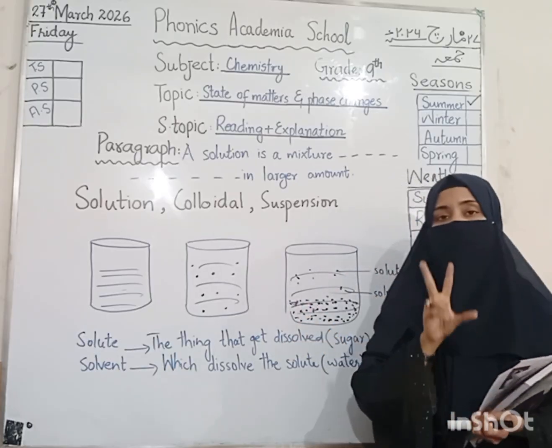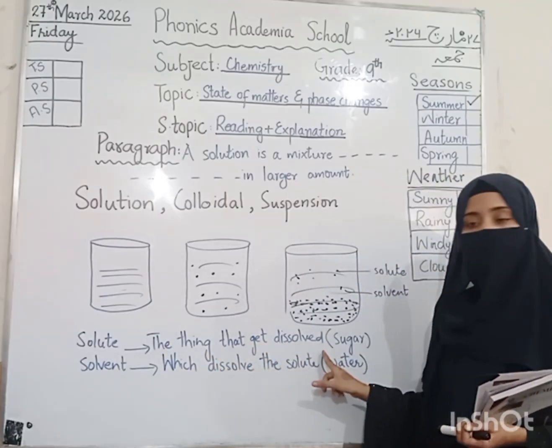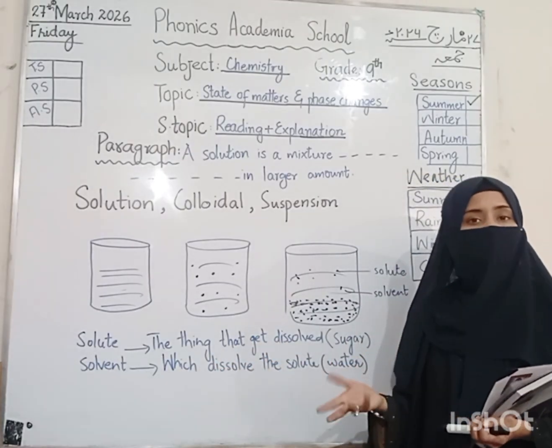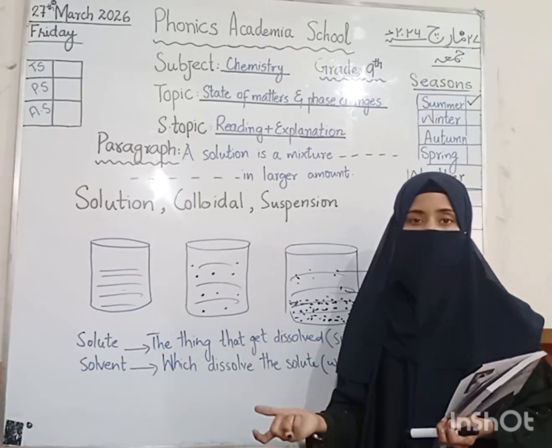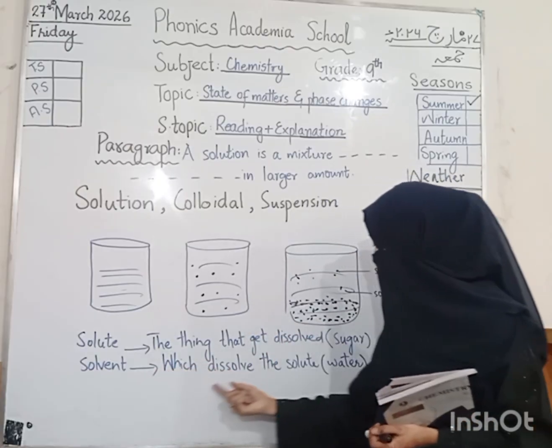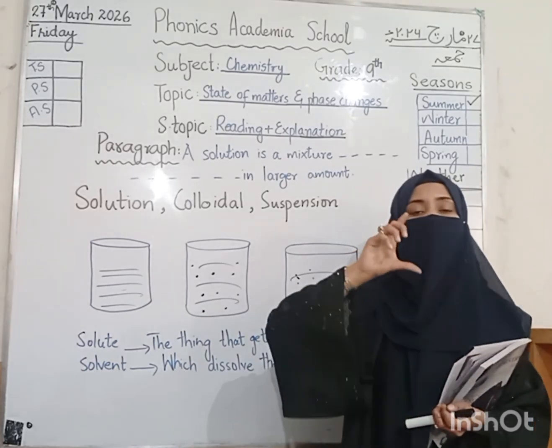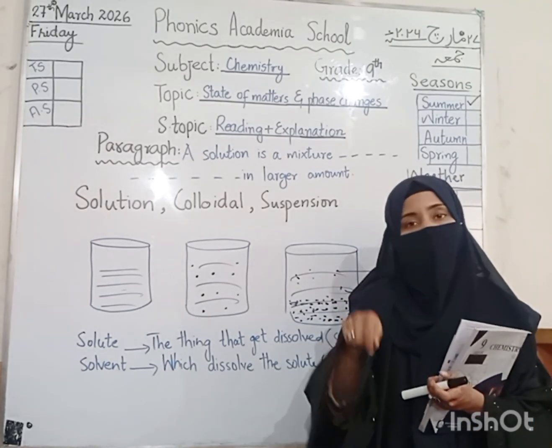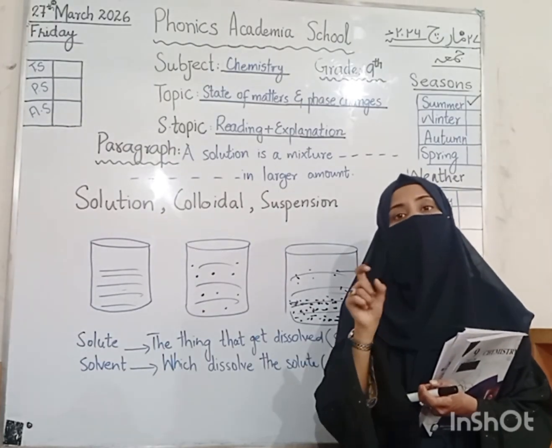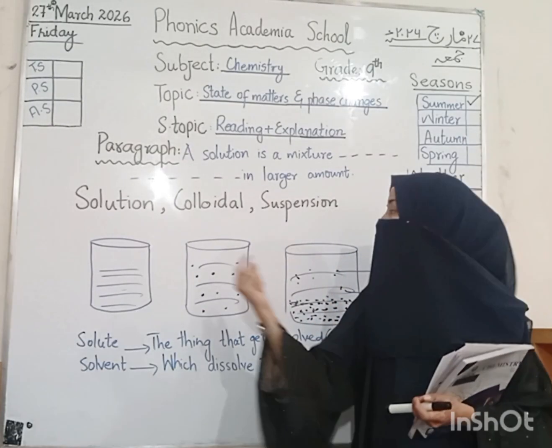A solution is made up of two things: the solute, the thing that gets dissolved, for example sugar or salt or anything that gets dissolved, and the solvent, which dissolves the solute, like water. For example, if you are taking a glass of water, water is the solvent and the sugar that you are going to add is the solute. So solute and solvent make the solution.